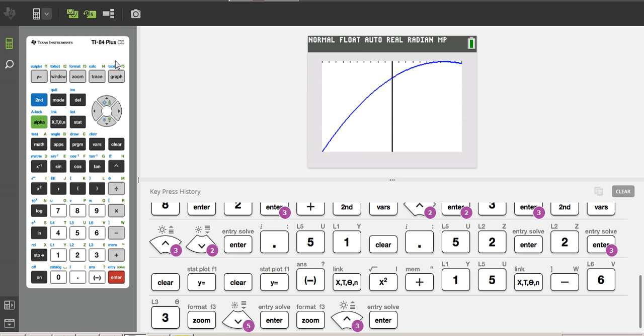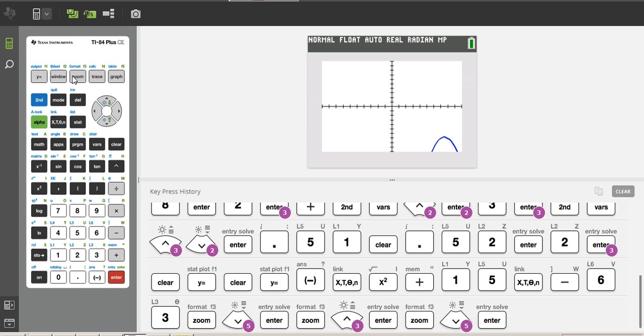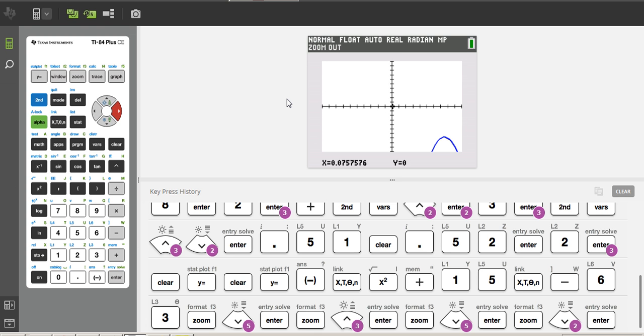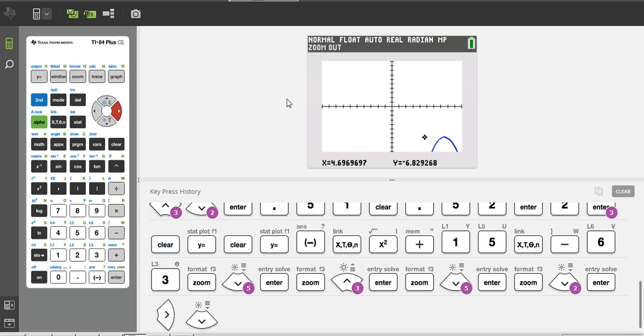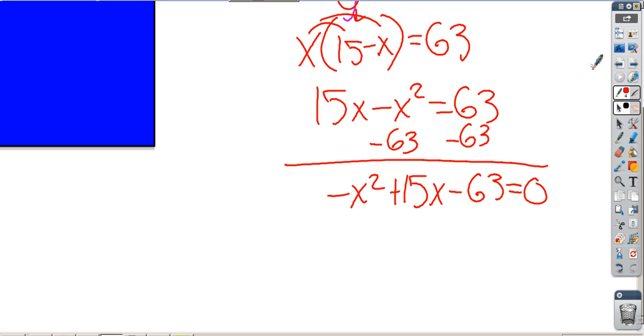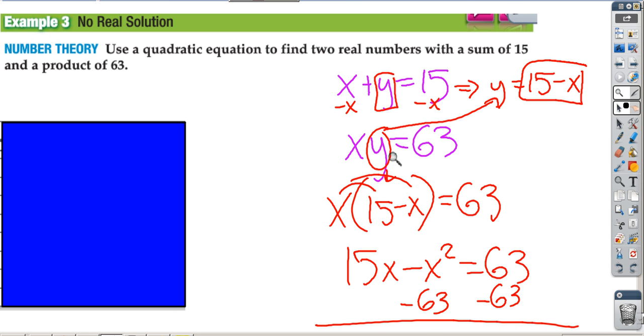So again, we're looking for zeros, we're looking for solutions. I think zoom standard is better. And you can see that it never actually touches the axis. Let's just zoom out a little bit so we can see that slightly better. This never actually touches the axis, which means that there are no solutions. It never touches. And if you think about it, what kind of numbers are we looking for? We're looking for numbers that add to 15 but multiply to 63. There are no such numbers.